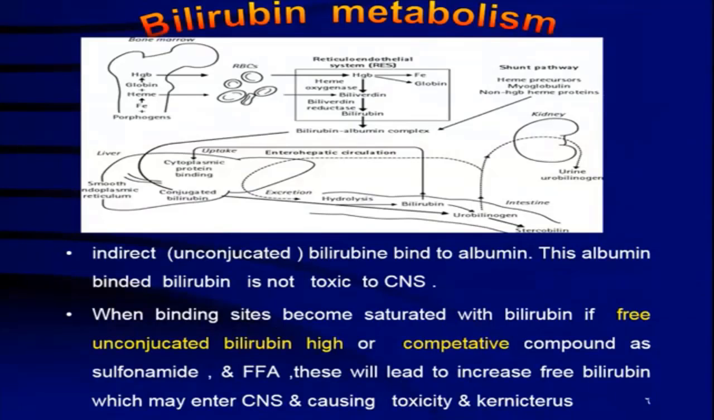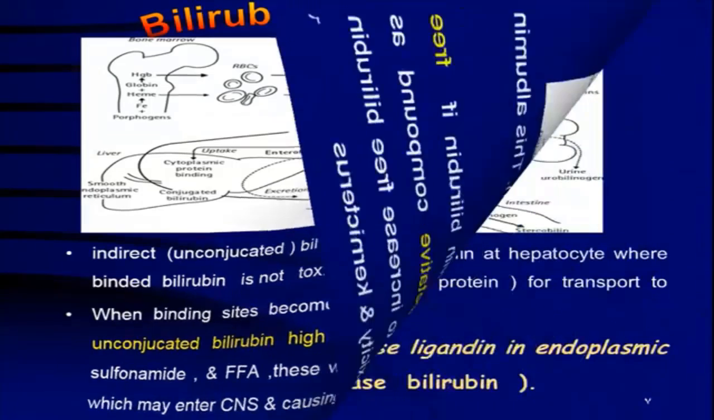This indirect unconjugated bilirubin will bind to albumin. This albumin-bound bilirubin is not toxic to the CNS. When the binding site of albumin becomes saturated with bilirubin, if the free unconjugated bilirubin is high, or a competitive compound such as sulfonamide or free fatty acid is present, this will lead to increased free bilirubin, which may enter the CNS and cause toxicity and kernicterus.